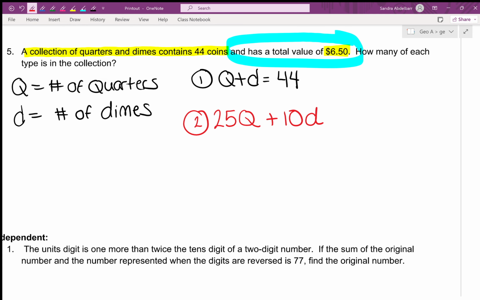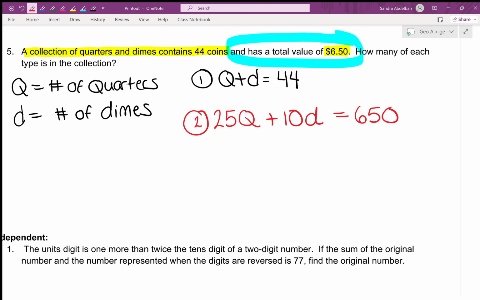All together, what should this equal? Good, 650. How come I didn't put 6.5? Good, because I'm basically talking about pennies here, right? I'm putting everything in terms of pennies. 25 pennies, 10 pennies, so $6.50 is 650 pennies.